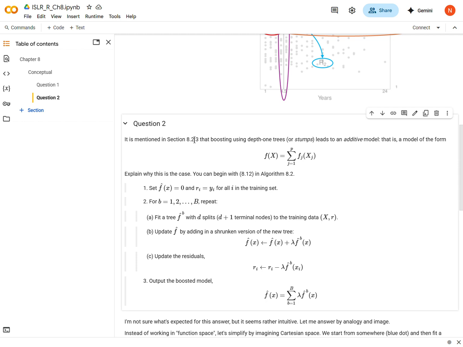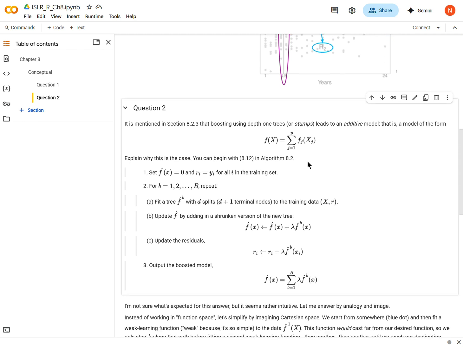So it's mentioned in section 8.2.3 that boosting with depth 1 trees, or stumps, leads to an additive model. That is a model of the form here, where f of x is the sum of all of these mini functions over x.